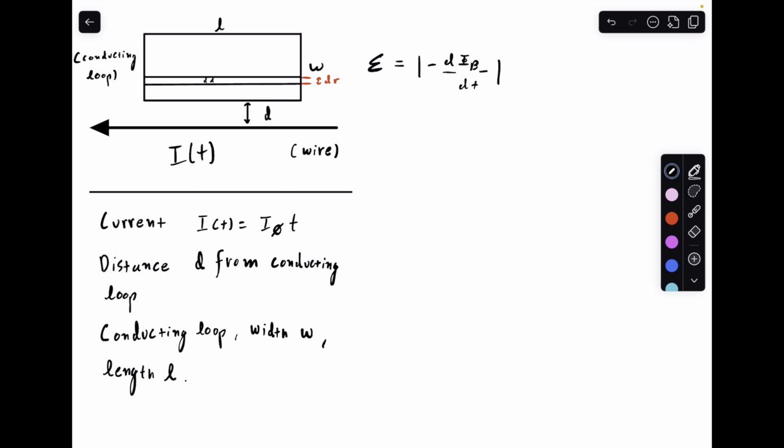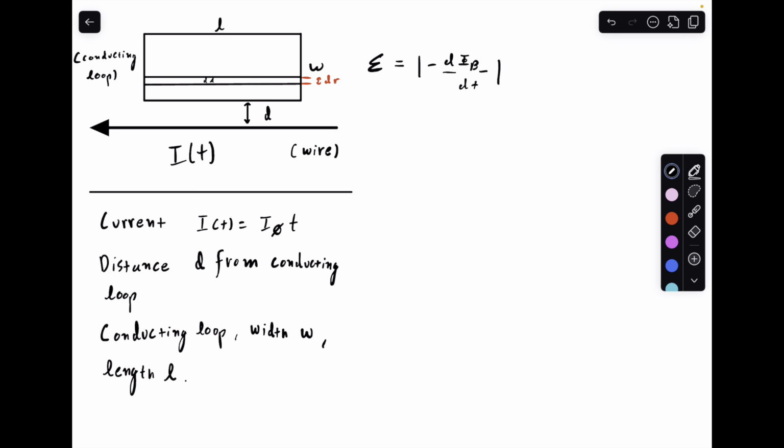Lenz's law states that whenever you have a change in magnetic flux, a system will try to oppose it, right? So this loop of wire is trying to oppose the change in magnetic flux by generating an electromotive force that generates a current that will replenish the change in magnetic flux. If it's increasing, it'll make it decrease. If it's decreasing, it'll make the flux increase. The flux wants to stay the same. That's why that negative is there.